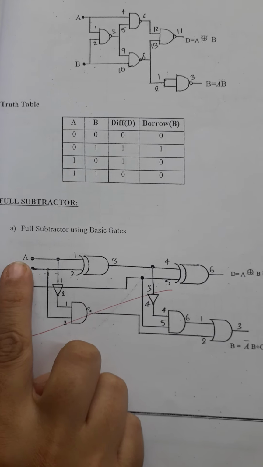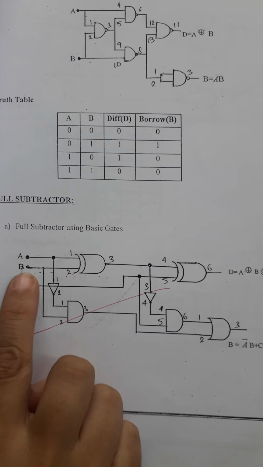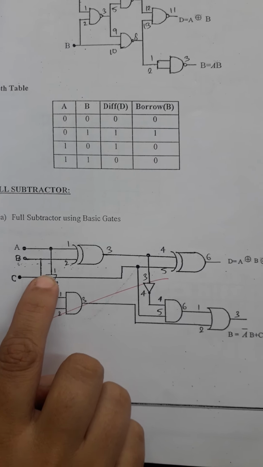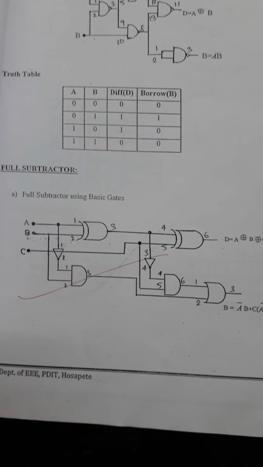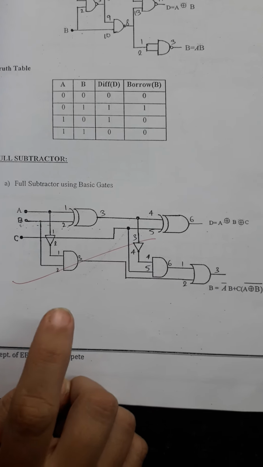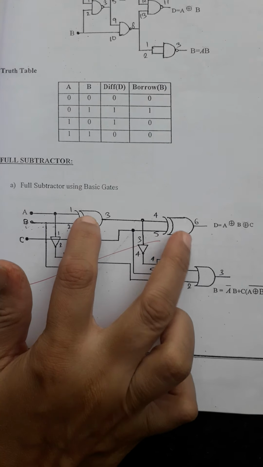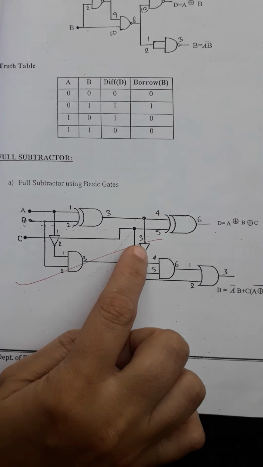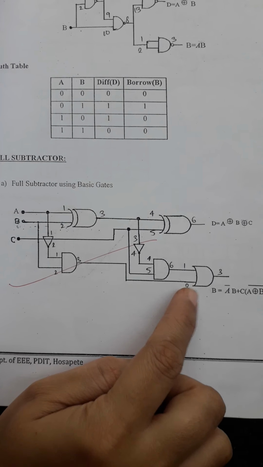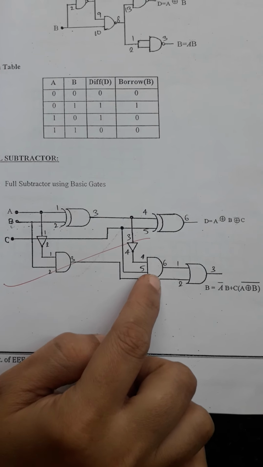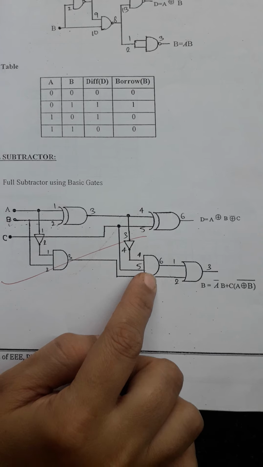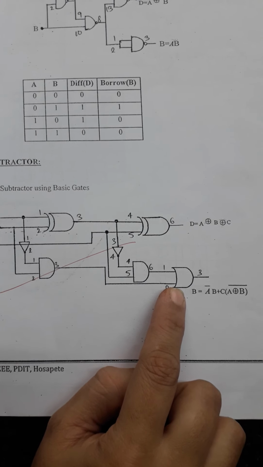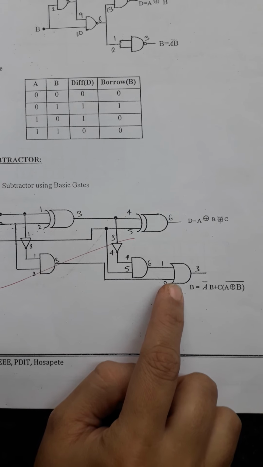So 1 is connected to input, 2 is connected to input. 1 of XOR gate is connected to 1 of NOT gate. Here you will be using altogether 3 ICs. This is one IC, that is for XOR gate. This is one IC for NOT gate, and 1, 2 you will be using for one IC, that is AND gate, and one IC for OR gate. So altogether you will be using 4 ICs, not 3 ICs.